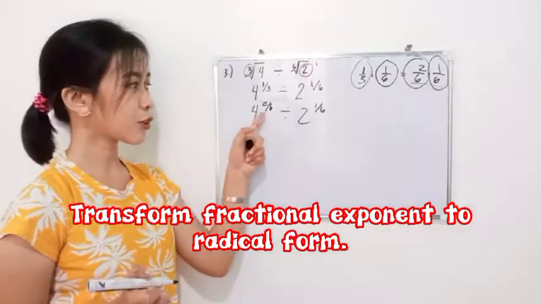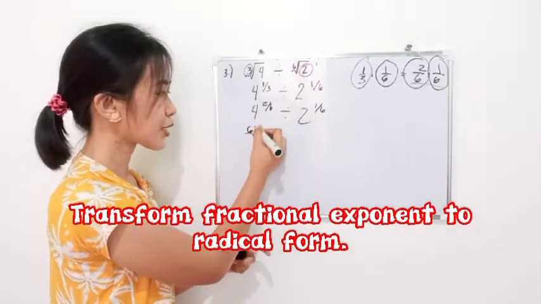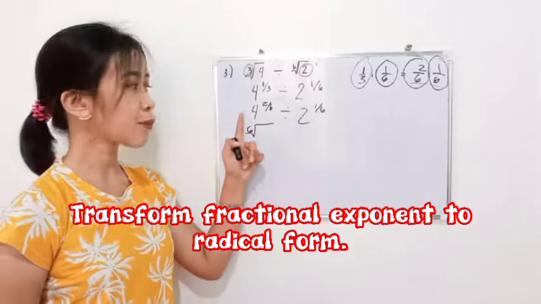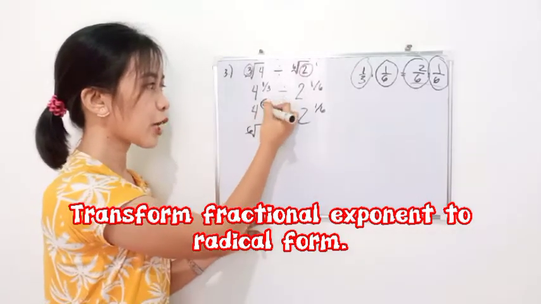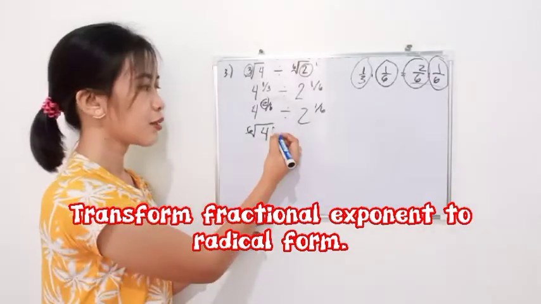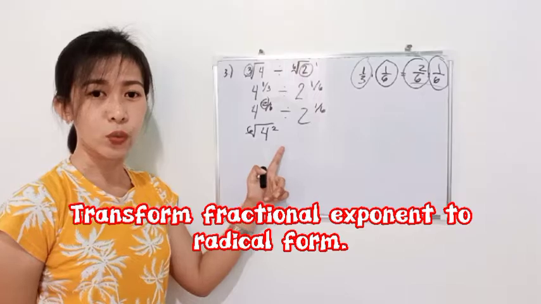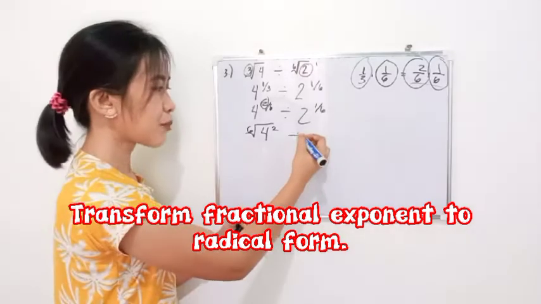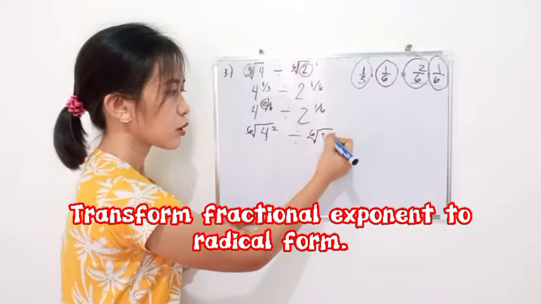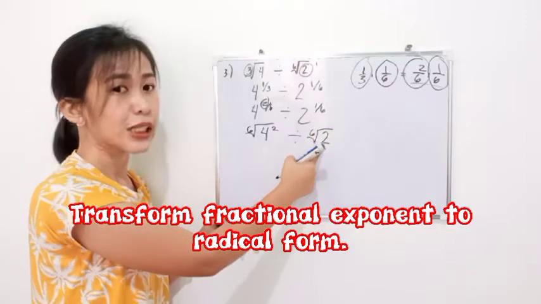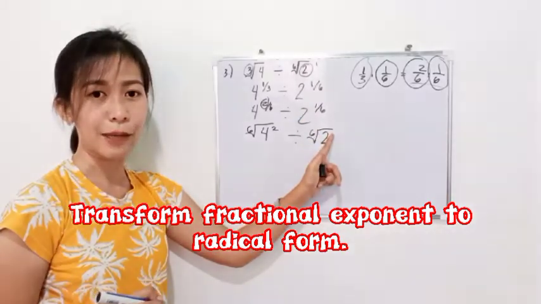How? Remember, itong denominator, siya yung magiging index. Therefore, magkakaroon tayo ng 6th root. And then, itong ating pinaka-base, siya yung ating magiging radicand. And itong numerator, siya yung magiging exponent. Therefore, we have 6th root of 4 squared. Right? Divided by, same process, 6th root pa din tayo. 6th root, 2 dito as radicand, and then 1. Since yun ay 1, hindi na natin siya kailangang ilagay pa dito.